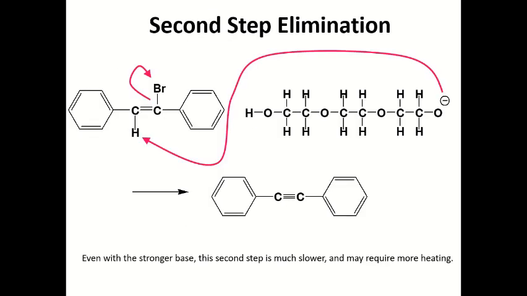This is the second elimination mechanism. It's basically another elimination mechanism in which this base is going to remove this proton and, as a consequence, eject this bromine, and as a product we're going to get our product of this reaction, diphenylacetylene. This second step is slower, so it may require more heating.